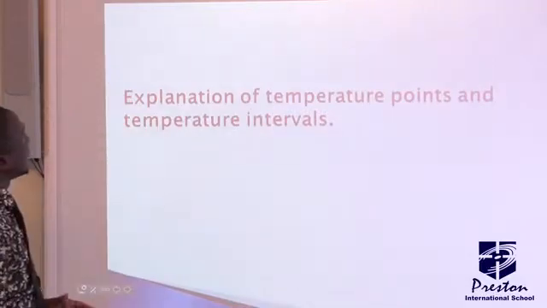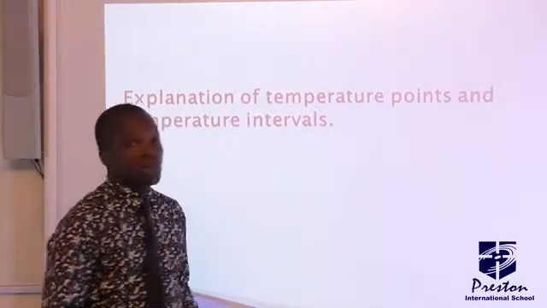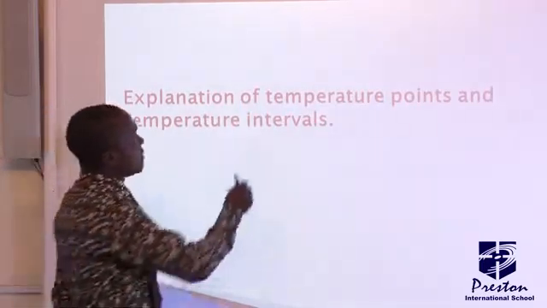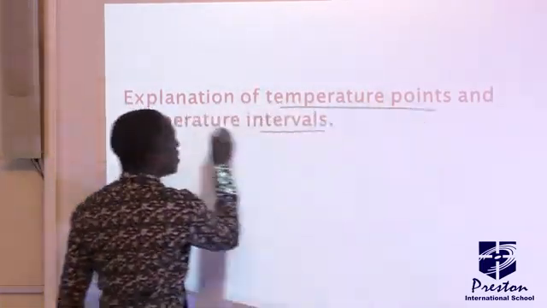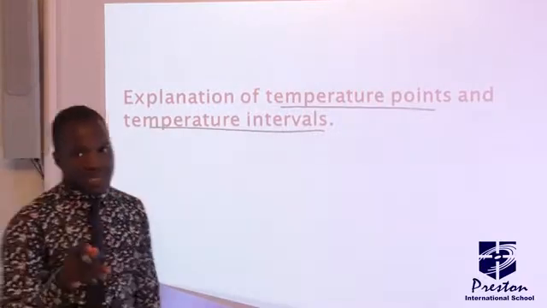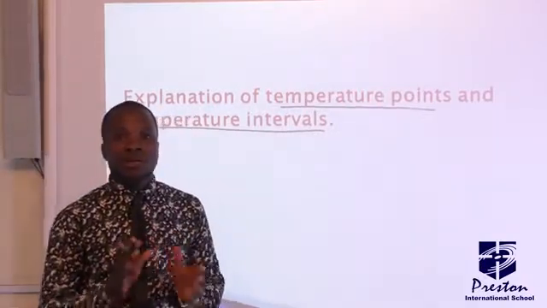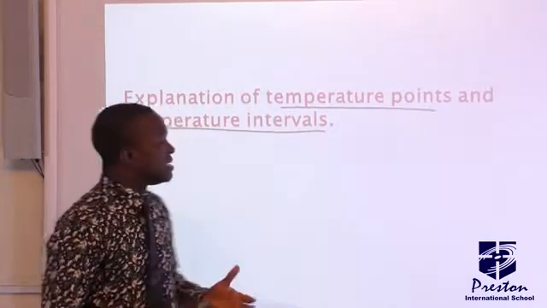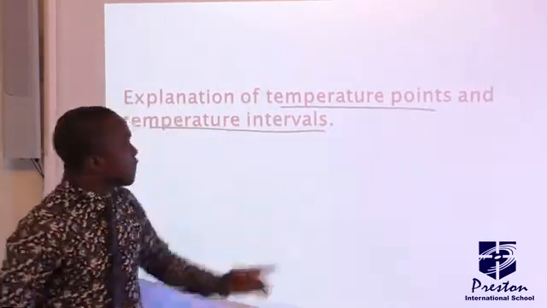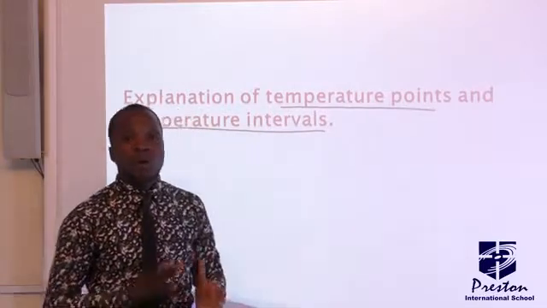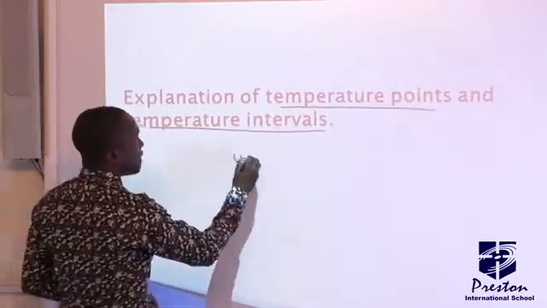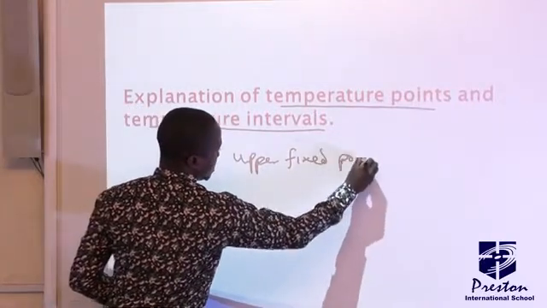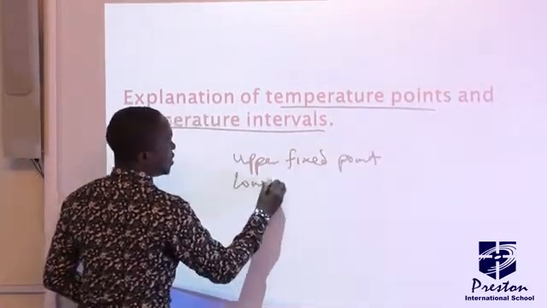Then let's look at the last thing for today: explanation of temperature points and temperature intervals. When you talk about temperature points and temperature intervals, I need to tell you at this point that temperature can be measured in different units: degree Celsius, degree Fahrenheit, and Kelvin, and the three of them have their own scales. For temperature points, we have what we call the upper fixed point and the lower fixed point.